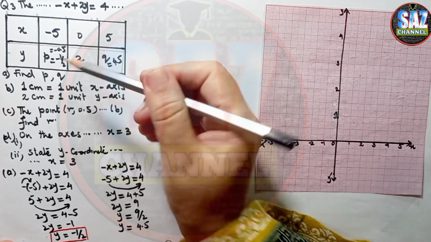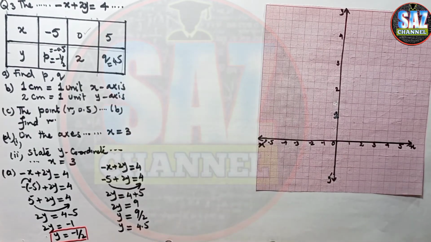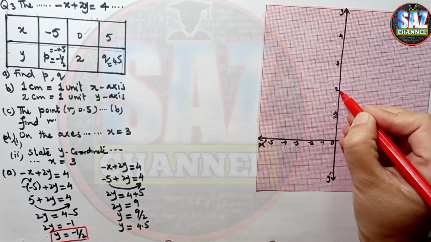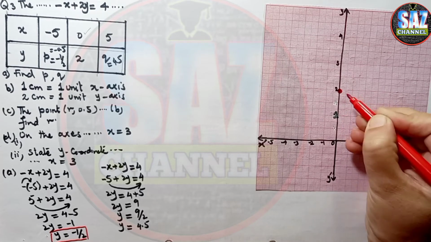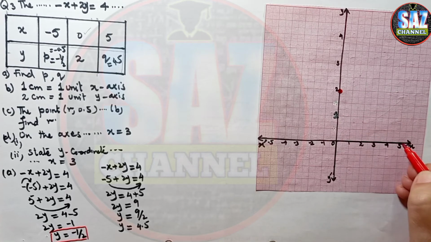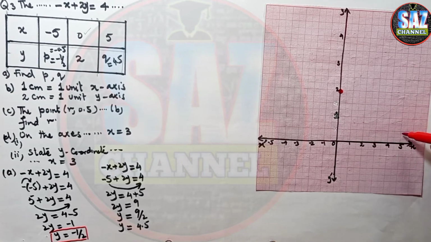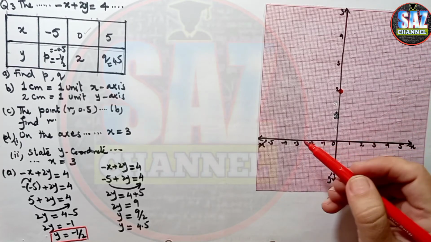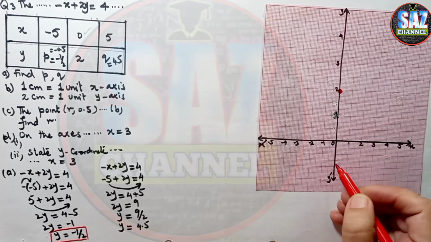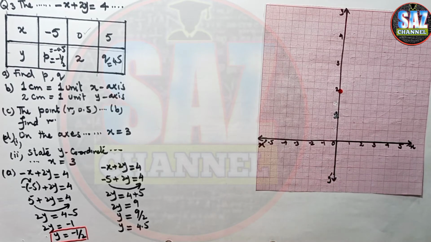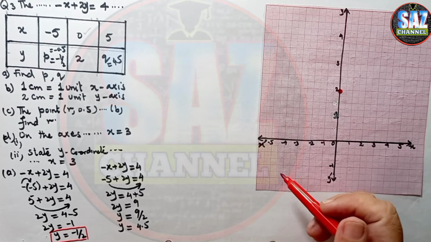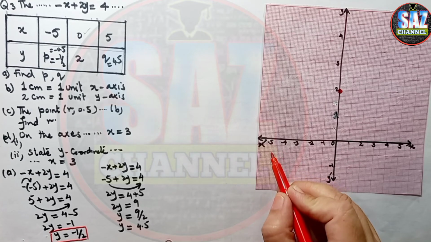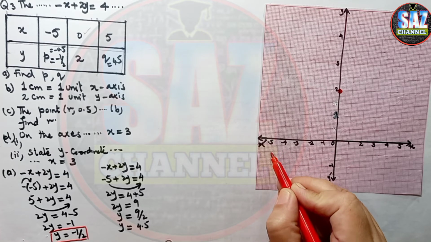One of the easiest points is when x is 0, y is 2. So the point will be coming at this place, (0, 2). And when x is 5, y is 4.5. When x is minus 5, y is minus 1. Let me mark minus 1 at this place. And when x is minus 5, y is minus 0.5.